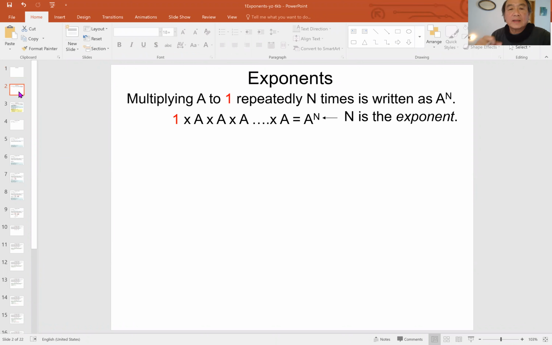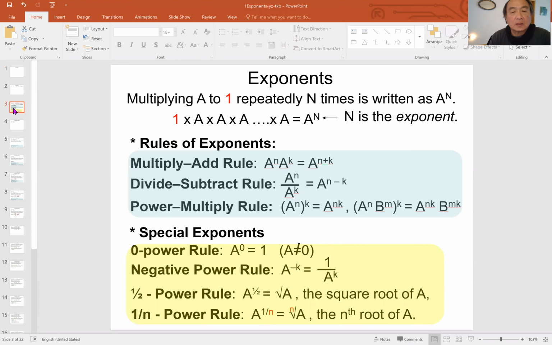Recall from Part A, the definition of exponents: how many times a quantity is multiplied to 1. And from that, we get the following rules. When we multiply, we add exponents; divide, subtract; and power to powers, and these special rules.